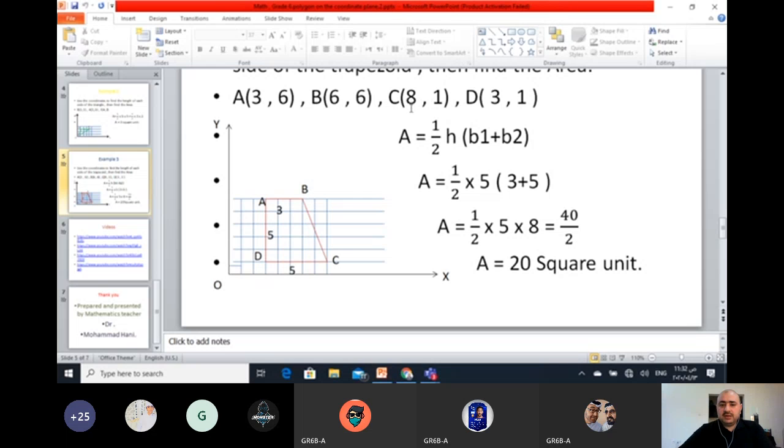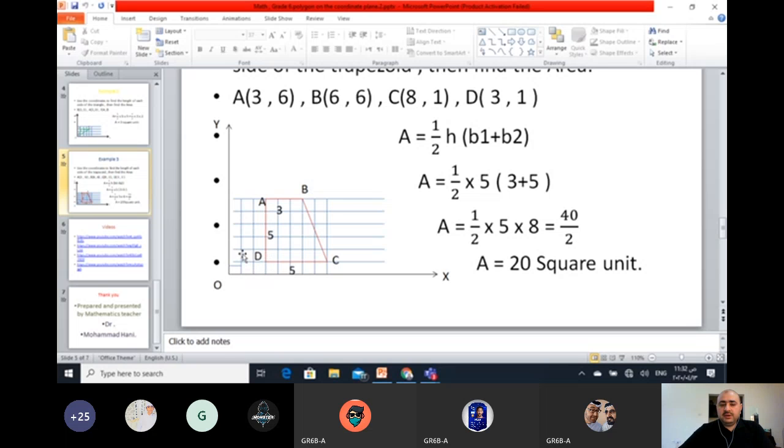C, 8, 1. 8 in x, 1 in y. 1, 2, 3, 4, 5, 6, 7, 8. Here 8 in x, then go up 1 unit. This is C. The last point, D, 3, 1. 3 in x, 1 in y. So this is 1, 2, this is a 3 in x, then go 1 unit up. So this is the D.